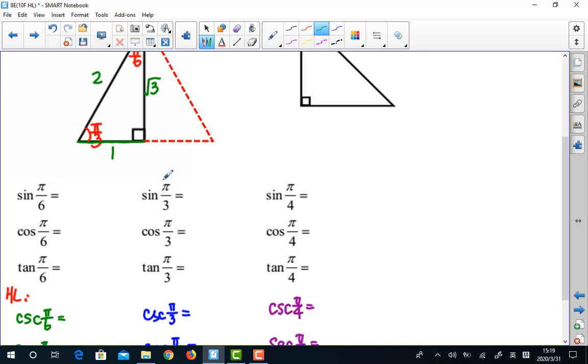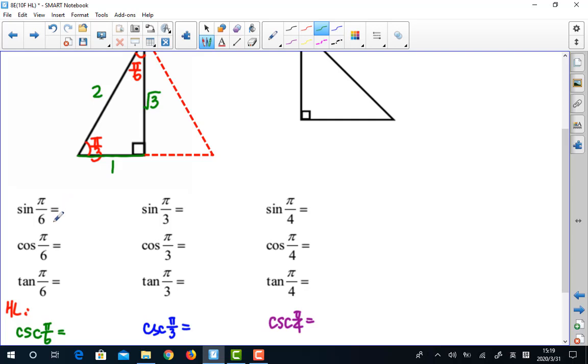We look at this right triangle. Sine pi over 6 equals opposite over hypotenuse. It's 1 over 2. Cosine pi over 6 is adjacent over hypotenuse, root 3 over 2. Tangent pi over 6 is opposite over adjacent, 1 over root 3.